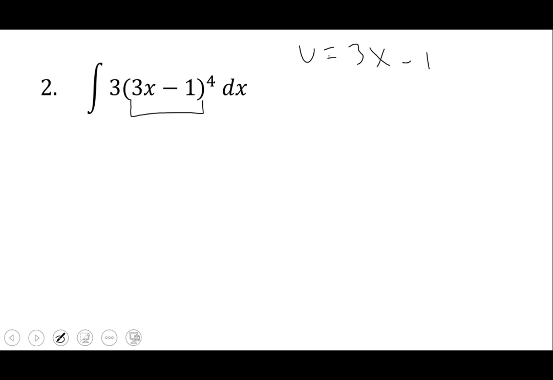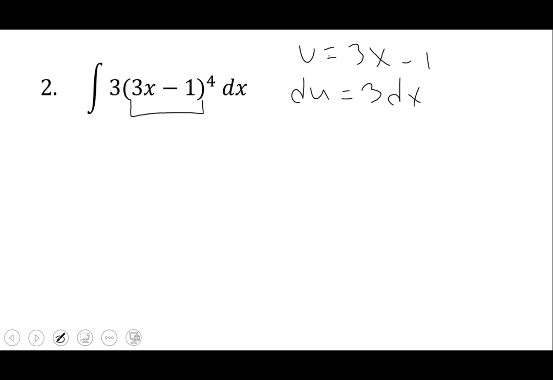This is where I'm going to kind of show you just a little cheat step. Instead of doing du dx and then cross multiplying, here's what you can do instead. If you were going to take the derivative of u equals 3x minus 1, the derivative of u, we're just going to call that du. The derivative of 3x, we're going to call that 3 dx. And then the derivative of a constant is always 0.